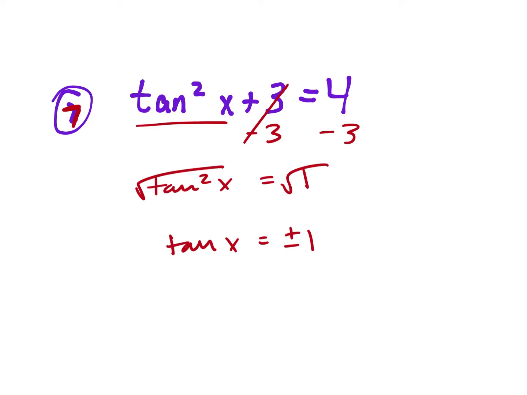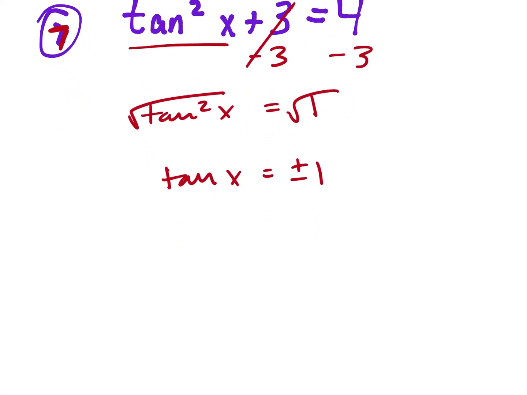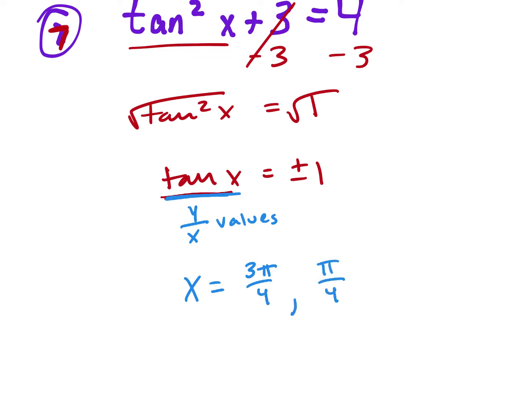So on my unit circle, tangent is what? What values am I looking for with tangent? Y over x. So I'm looking for y over x values. So I need to see where my y over x values are positive 1 and negative 1. So what would that be? Three pi over 4. What else? Pi over 4. Anything else?